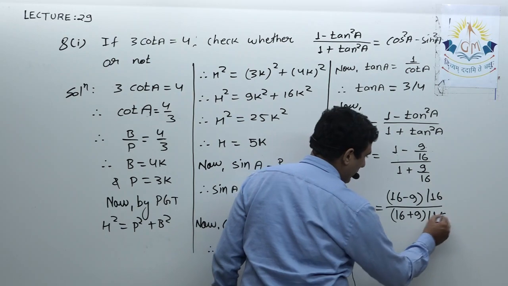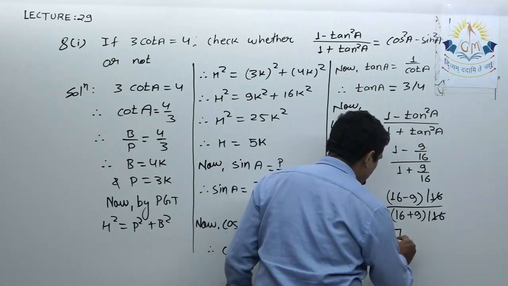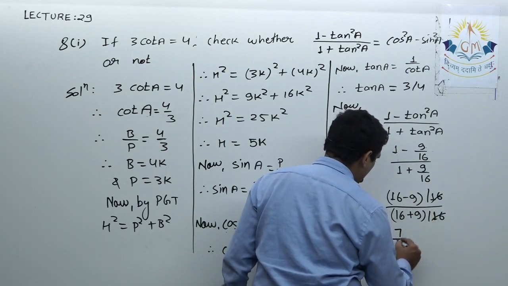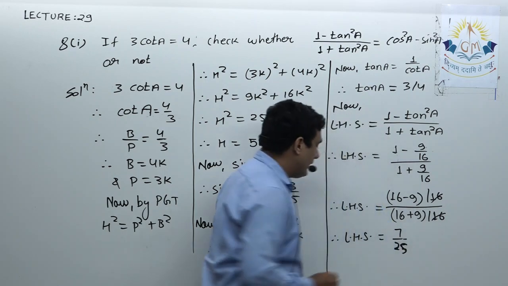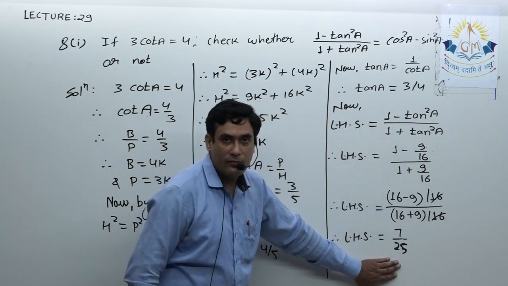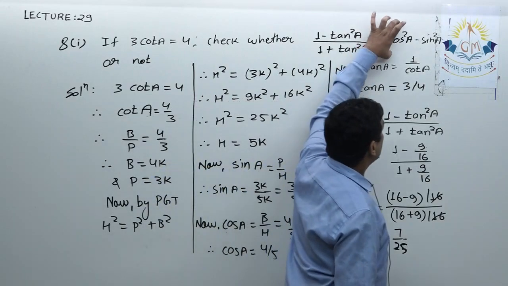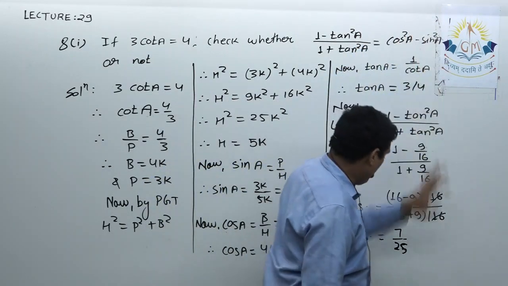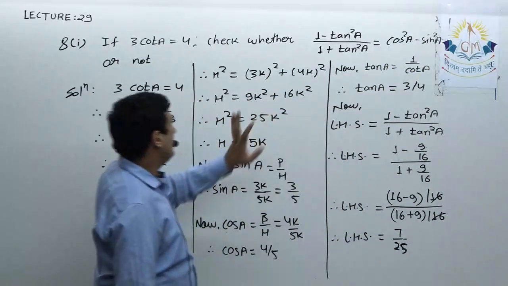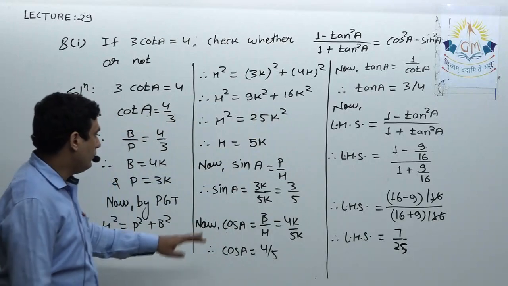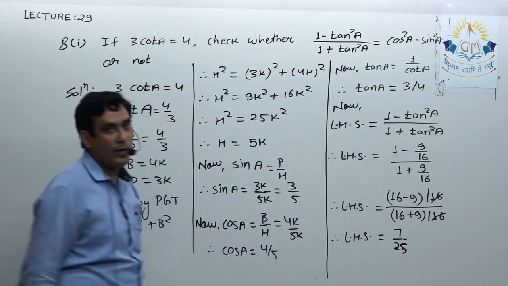LHS is equal to, 16 and 16 will cancel out. 16 minus 9 is 7, 16 plus 9 is 25. So the expression on the left hand side has final value 7 upon 25. Now we'll check the value of the right hand side, and if it is also equal to 7 upon 25, we'll say the given expression is equal. So note it down up to this point, then we'll see how to simplify RHS.